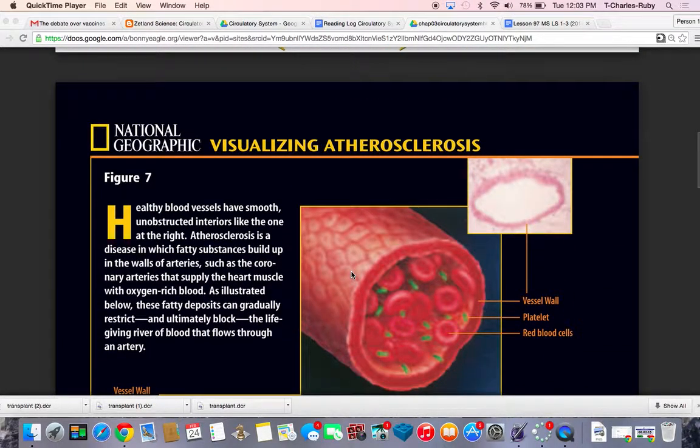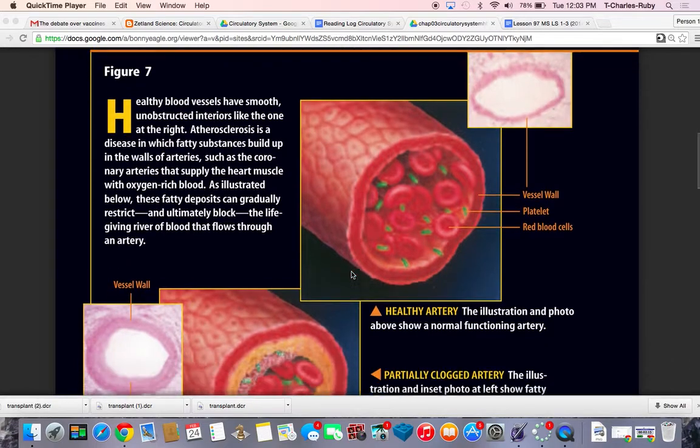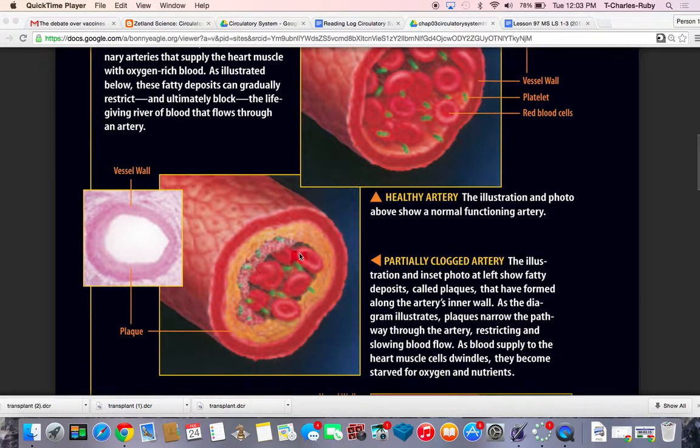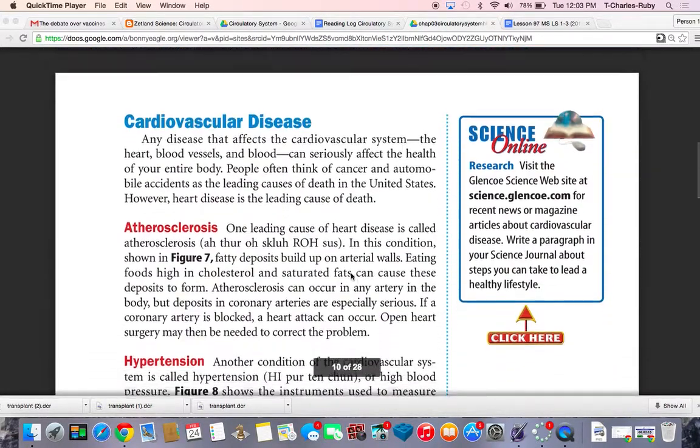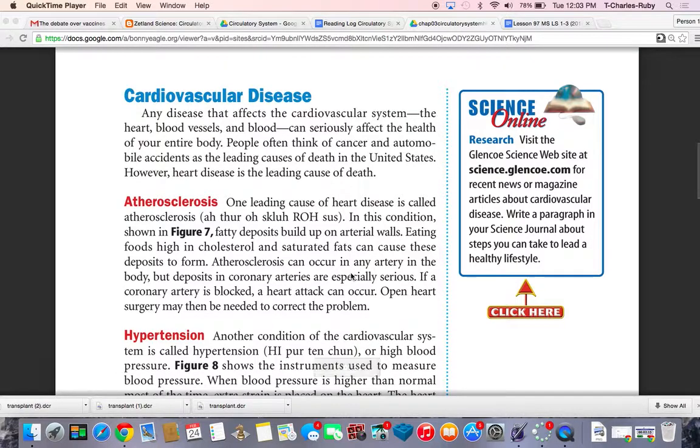Visualizing atherosclerosis. This article talks about the hardening of arteries, where vessels are partially clogged by plaque caused by excess cholesterol. Cardiovascular disease. Any disease that affects the cardiovascular system, the heart, blood vessels, or blood, can seriously affect the health of your entire body. People often think that cancer and automobile accidents are the leading cause of death in the United States. However, heart disease is the leading cause of death.